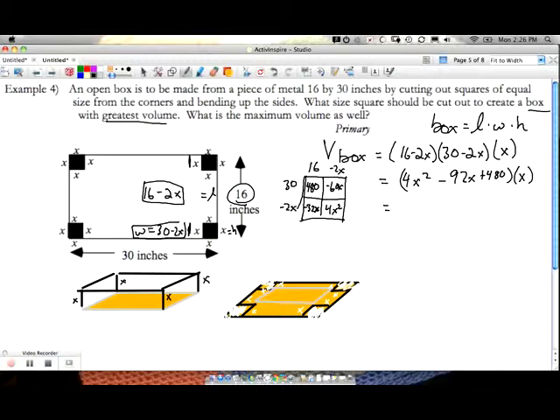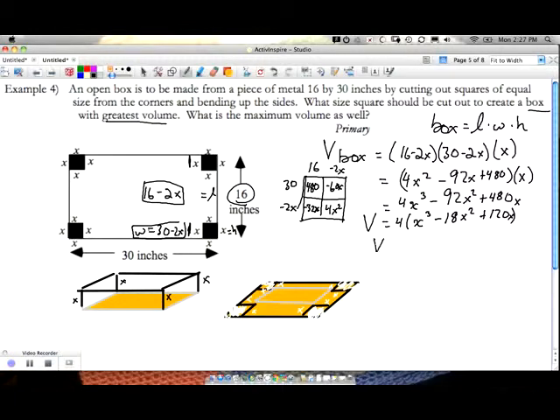Now I could factor out a 4 from this. That might be helpful to me, but I'm going to go ahead and multiply this x through first. So we got 4x cubed minus 92x squared plus 480x. So let's go ahead and factor out this 4. That's going to give us 4 times x cubed minus, we got 23x squared here in the middle, plus 120. Is that right? Yep, that's right. Oh, 120x. Can't forget that x.